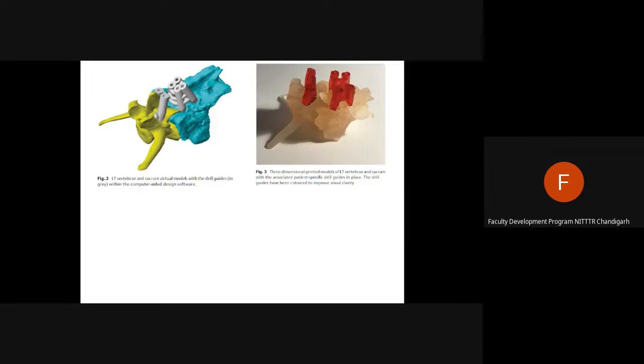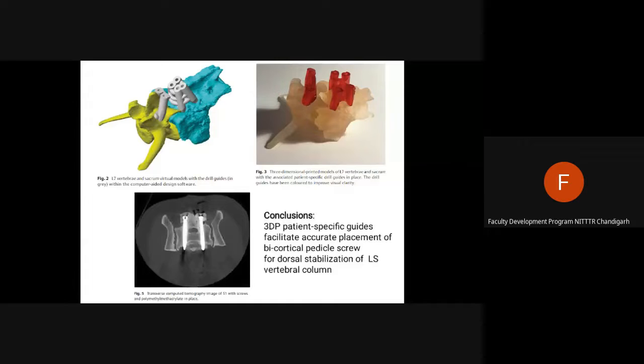This type of guide cannot be universal. You have to create it as per the need, as per the shape or size of the vertebrae. They placed the screws and found that the accuracy of correct placement of screws is more than 94%, whereas conventionally it is around 80 or 85%. So the accuracy may be increased and the outcome will be better. This is only possible using 3D print technology.